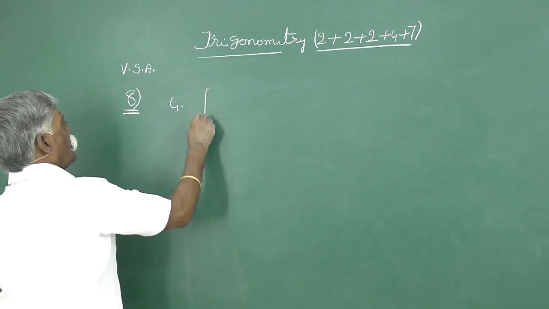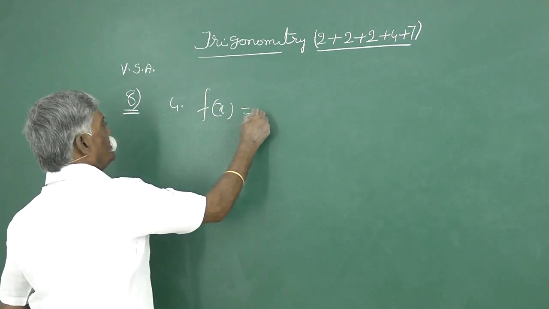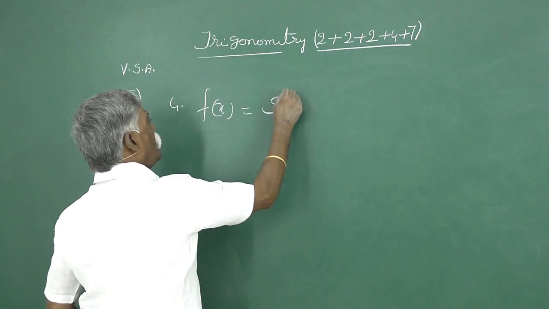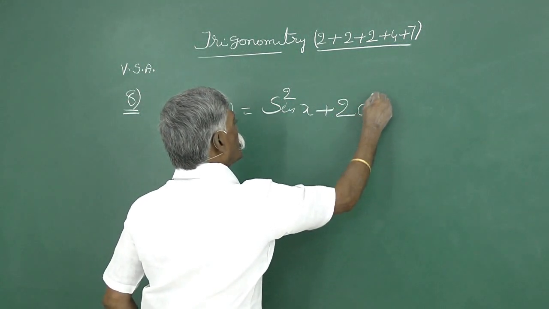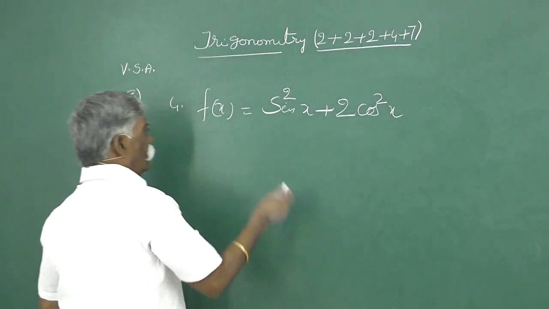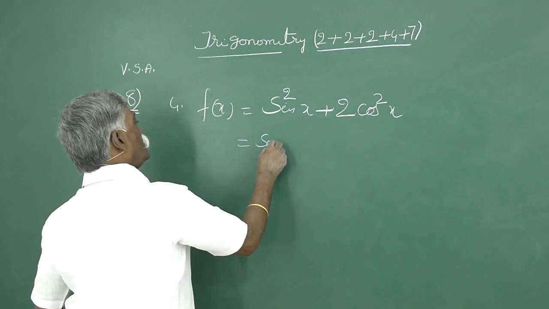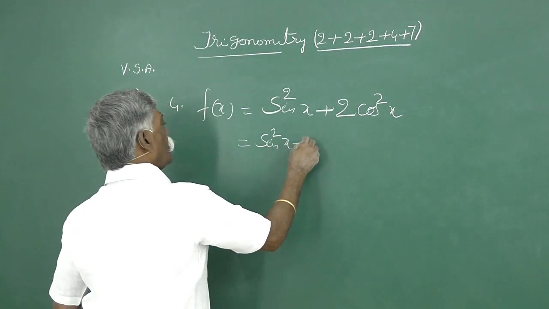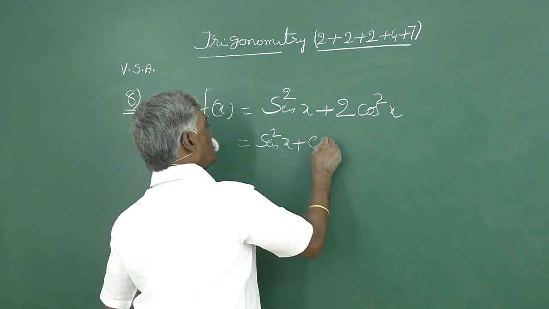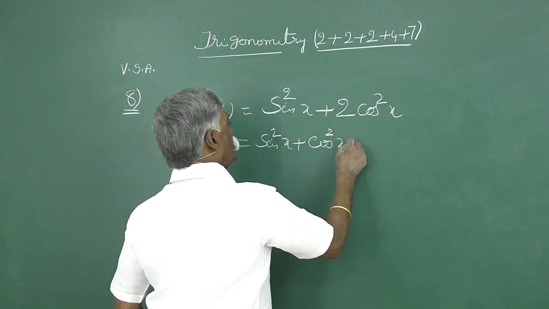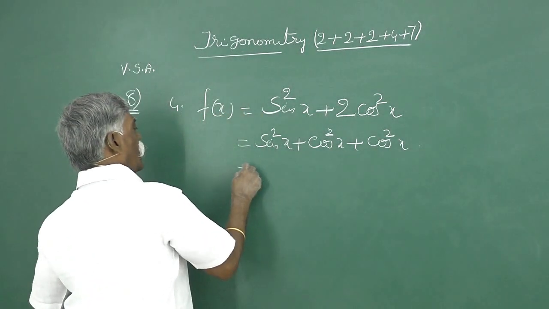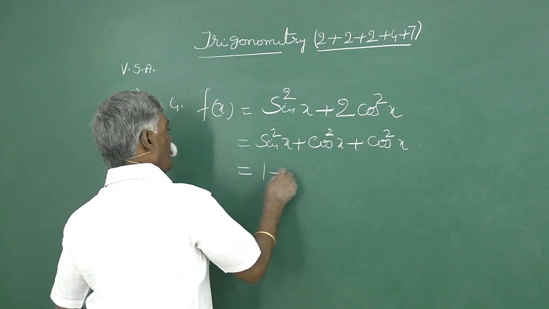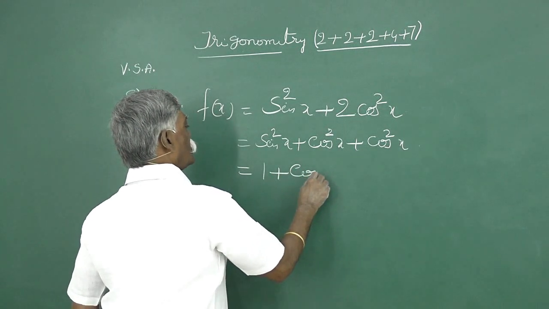Fourth one, f of x is equal to sine square x plus 2 cos square x. This is equal to sine square x plus cos square x plus cos square x. Sine square x plus cos square x is 1, plus cos square x.